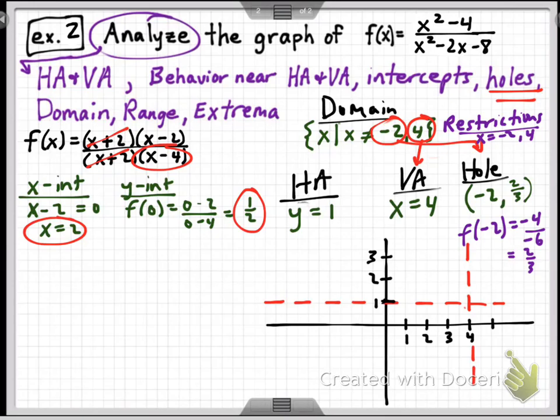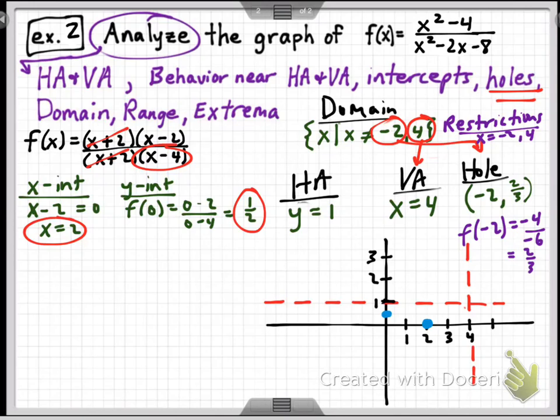Okay, and then let's add the intercepts. So we have x equals 2 is the x-intercept. We have y equals 1/2. This looks more like it. Is the y-intercept. And anything else?